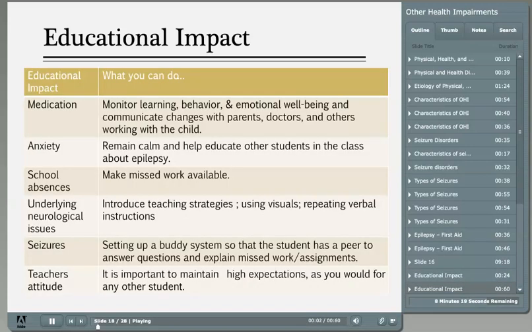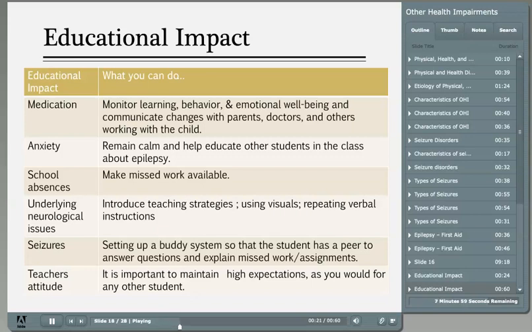It is important to monitor the learning, behavior, and emotional well-being of students with epilepsy and communicate information about any changes to parents, doctors, and any other individuals working with a student. Medication can affect any of these areas, and it is important to maintain communication.